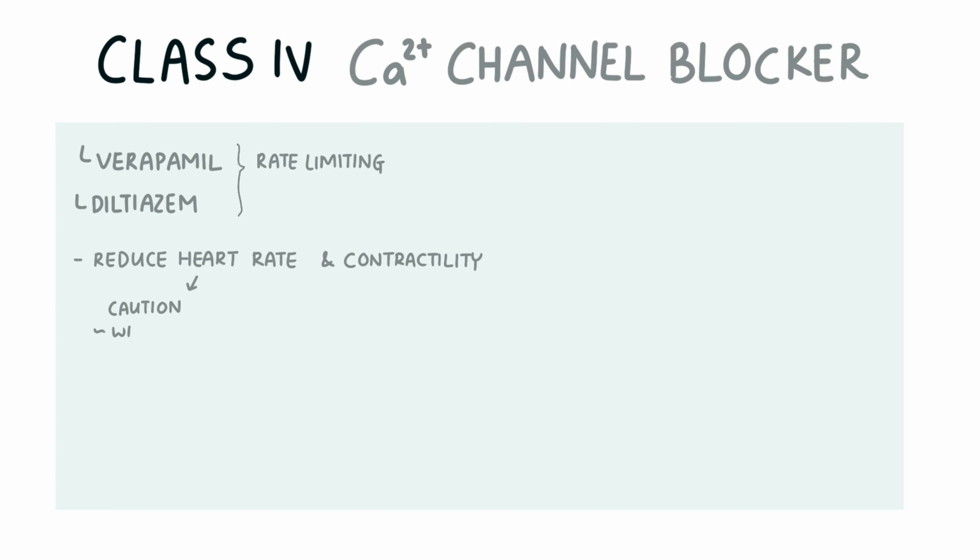Now, a couple of key cautions to keep in mind when using these medications. Caution 1. Be very careful when combining them with beta blockers. Both classes of drugs slow the heart rate and reduce contractility. Using them together can lead to a dangerously slow heart rate, bradycardia, or even heart block. Caution 2. You must avoid using these drugs in patients with heart failure. Because they reduce the heart's contractility, they can worsen the condition in patients who already have a weakened heart muscle.